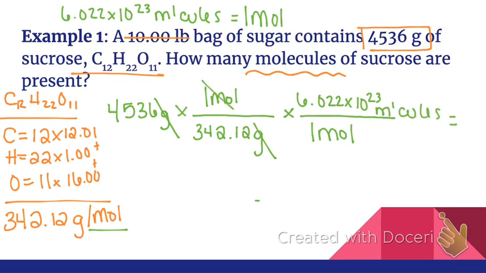What you're looking for is moles and moles canceled, so all of my units eliminated. Now I can solve. There's 2 ways that you can go through and solve this. The first way is you're going to take 4,536 divided by 342.12. I would then hit enter, and then I would multiply by my 6.022 e to the 23rd.